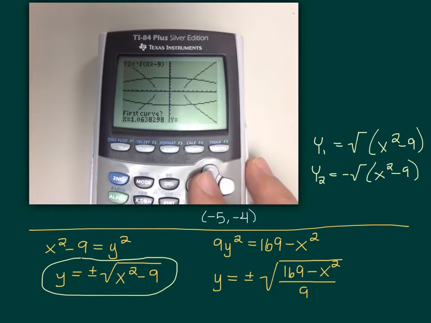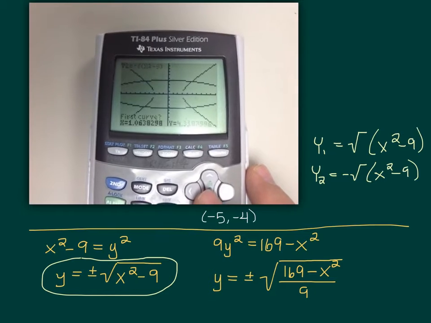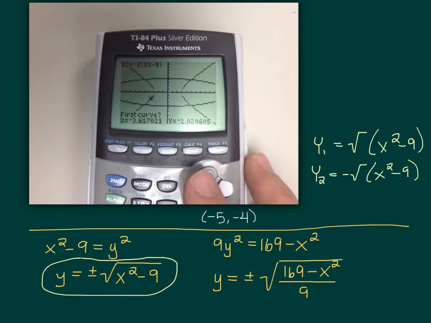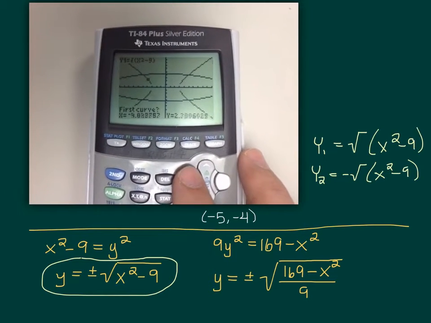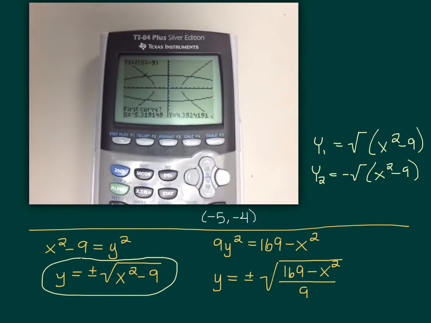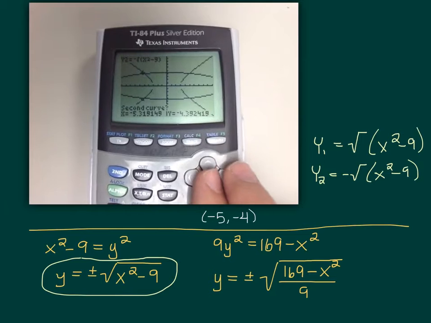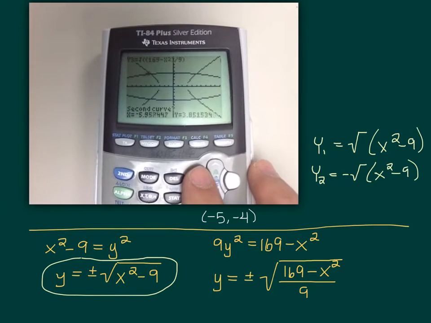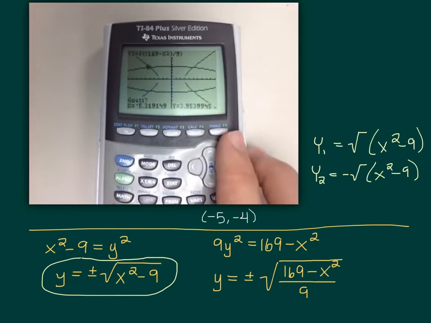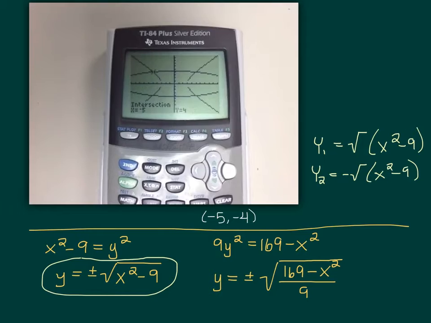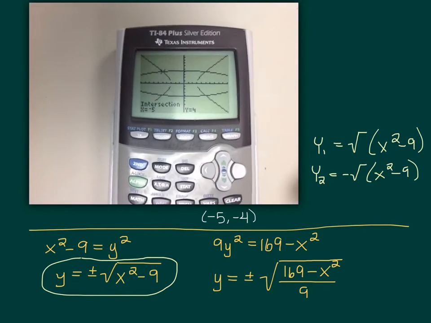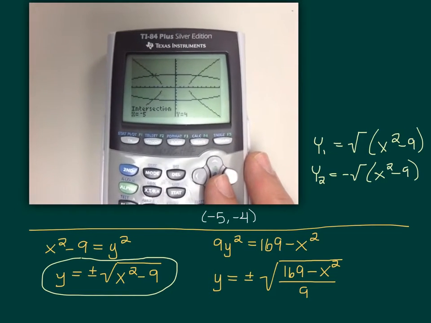On the first curve, you scroll until you can see the cursor. You push enter. Second curve, we want to be on the ellipse. So you see the cursor is on the ellipse now. Push enter and guess. So the first point is -5, -4. And to move from graph to graph with your cursor, you push up or down.